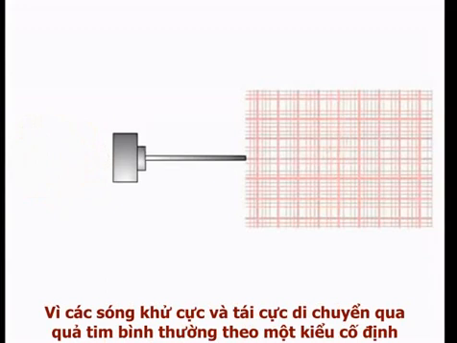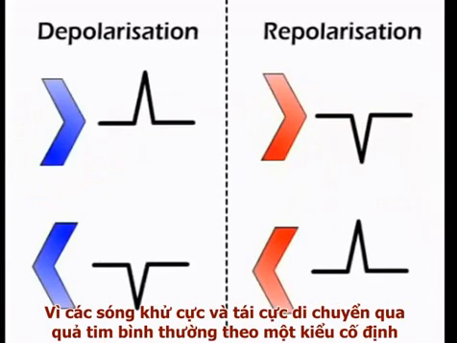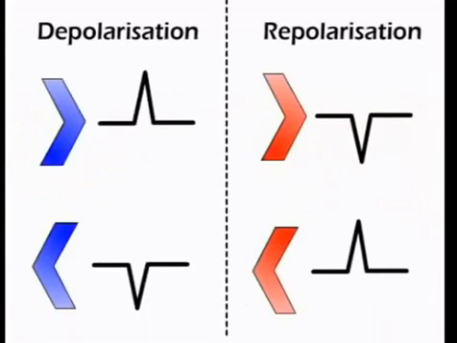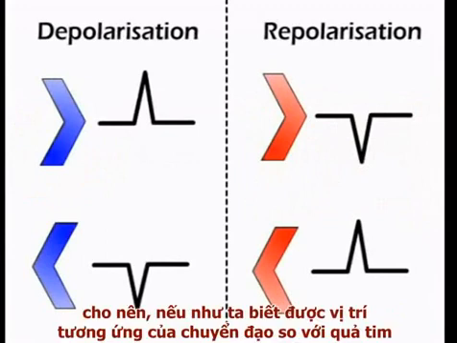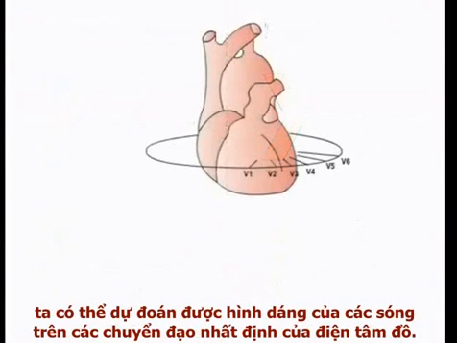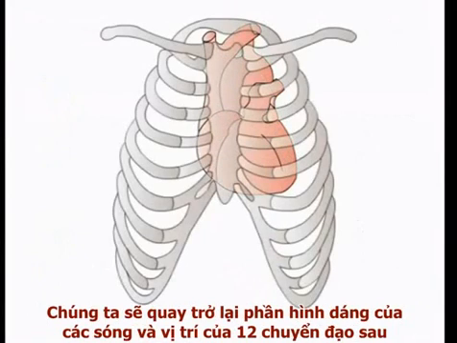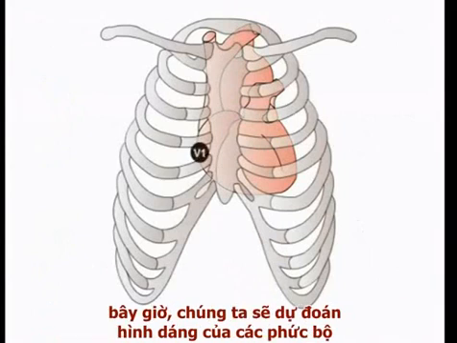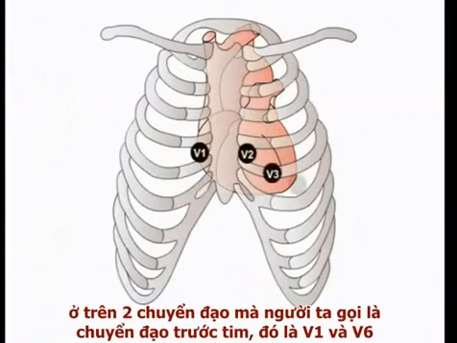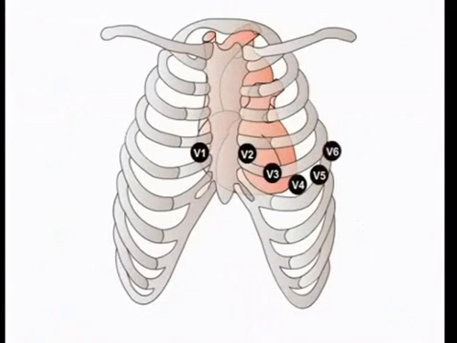As the depolarization and repolarization waves spread over the normal heart in a well-defined and relatively constant pattern, these rules mean that if we know the position of an ECG lead relative to the heart, we can predict the form of readout it records. We'll come back to the nomenclature and position of all 12 leads later, but for now, let's see how this works in 2 of the 6 so-called chest leads, V1 and V6.